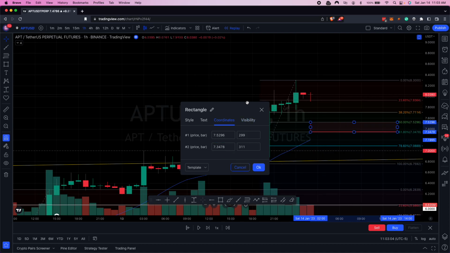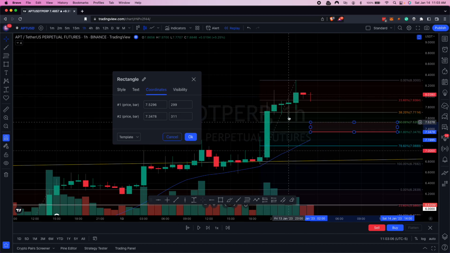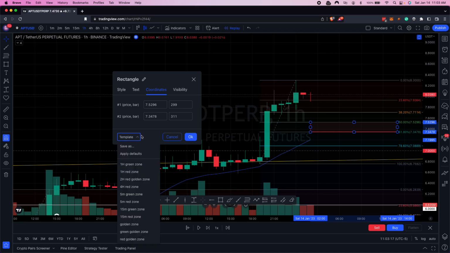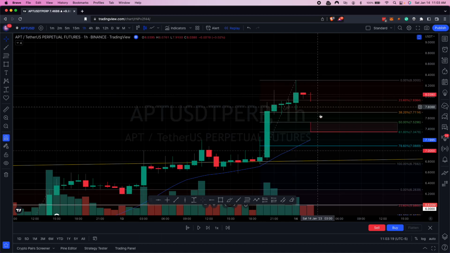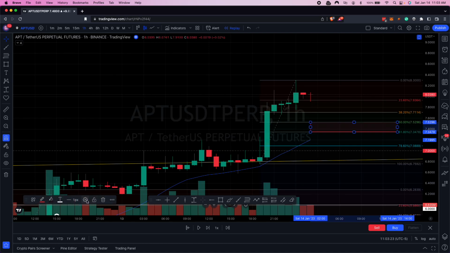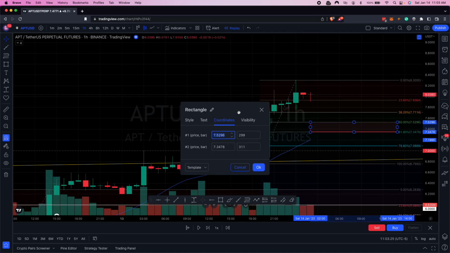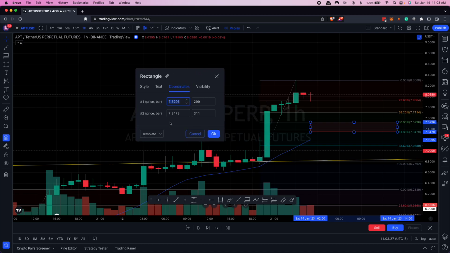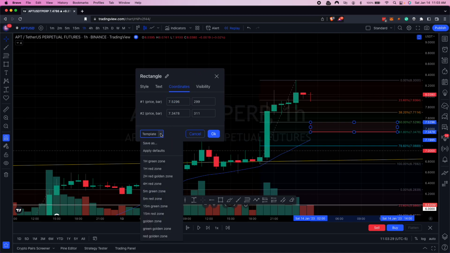Now what I like to do, when I'm looking at it pulling back down or retracing back down, I like to call this my red zone, right? It's going to be declining in price, so I like to call this my red zone. And what I've done is save it as a template so that I don't have to color it and change it and all of that. And I have it set up to the time frames that I like to use.